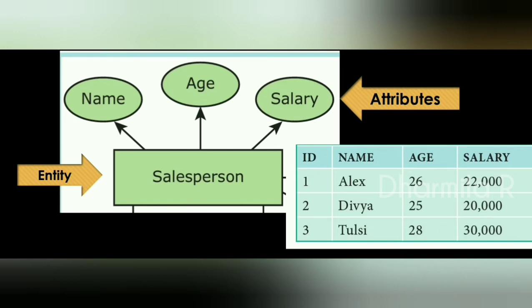All the entity, that is table, will be mentioned in rectangle box and the columns supporting that table, that is attributes, will be mentioned in ellipse shape.